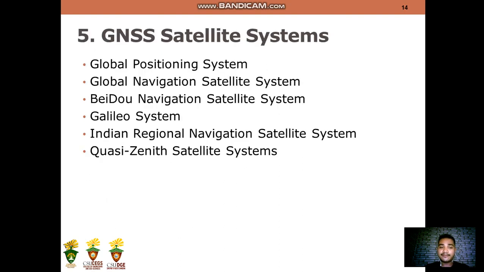In topic 5, it's all about GNSS satellite system, which focused on the Global Positioning System, Global Navigation Satellite System, BeiDou Navigation Satellite System, Galileo System, Indian Regional Navigation Satellite System, and Quasi-Zenith Satellite Systems.